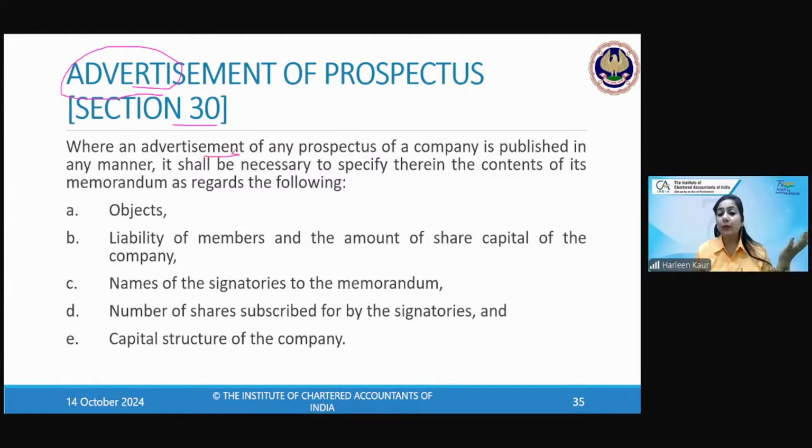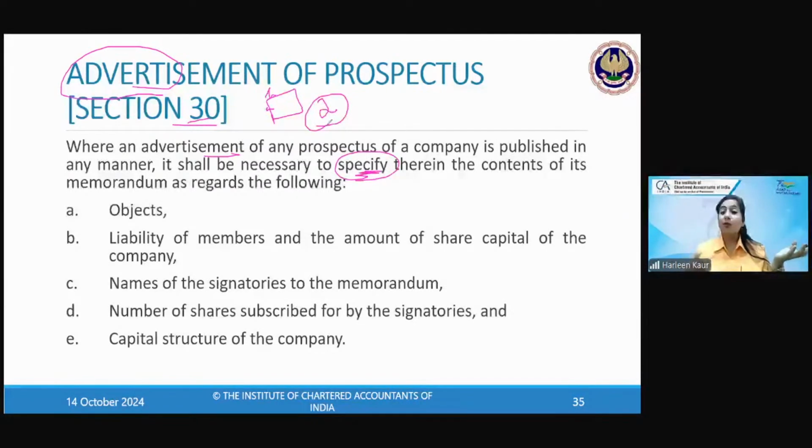So whenever any advertisement is coming, say for example, in any newspaper, you're bringing up that my company is coming up with a prospectus. What all needs to be specified, what all needs to be included, this is what section 30 is telling. So whenever there is any ad of prospectus, these 5 items shall be included. Now, to your surprise, this is a very small and simple section, but many a times for 2 marks, this kind of question can also come.